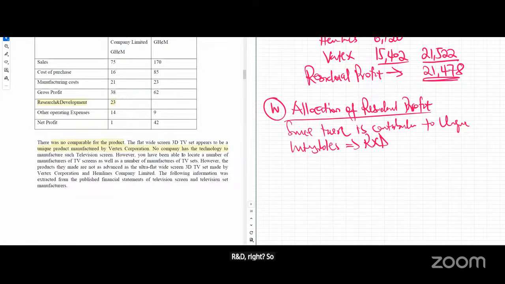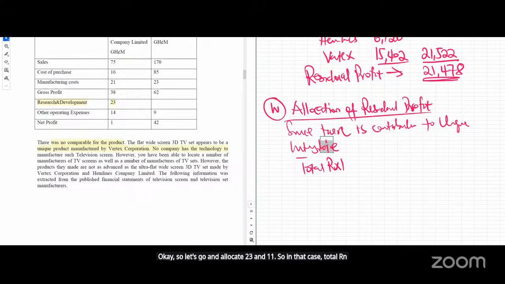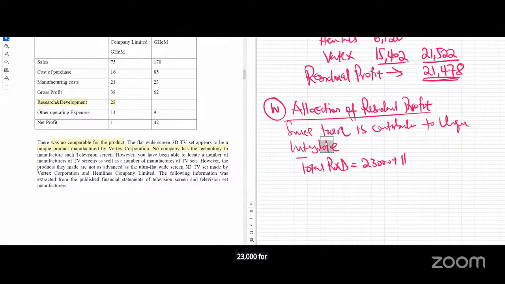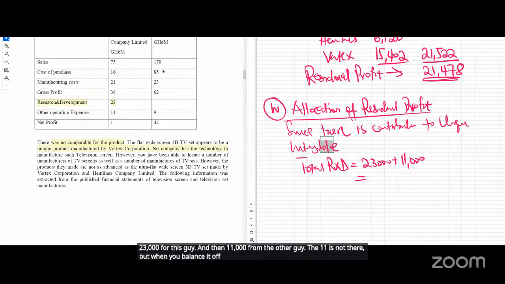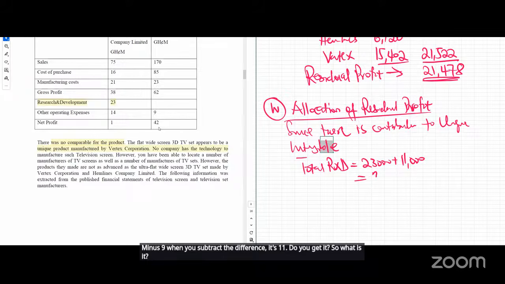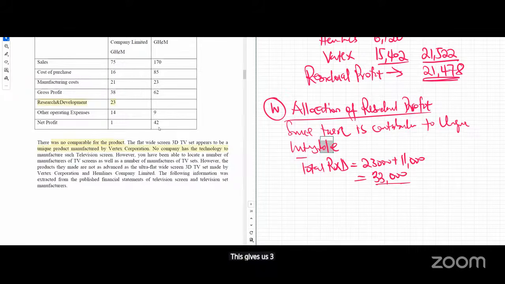So in that case, let's allocate. So this was 23, this was 11. Okay, so let's go and allocate 23 and 11. So in that case, total R&D becomes what? 23,000 for this guy, and then 11,000 from the other guy. The 11 is not there, but when you balance it off, 170 minus 85 minus 9, when you subtract, the difference is 11. You get it? So this gives us 34,000. Sorry.